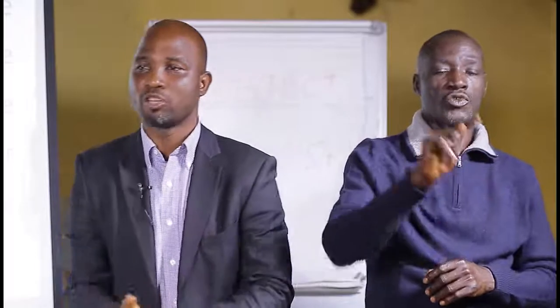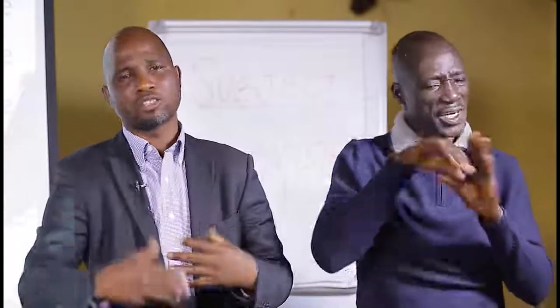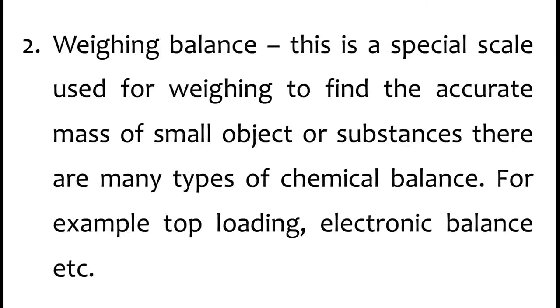Having said this much, sometimes you want to find out the weight of a substance in the laboratory. You use a weighing balance. This is a specialized scale used for weighing to find out the accurate mass of a small object or substance. There are many types of weighing balance that we use for chemicals, like the top loading and the electronic balance. Their degree of accuracy or the size of the material help us to know which kind of weighing balance to use, as the case might be.